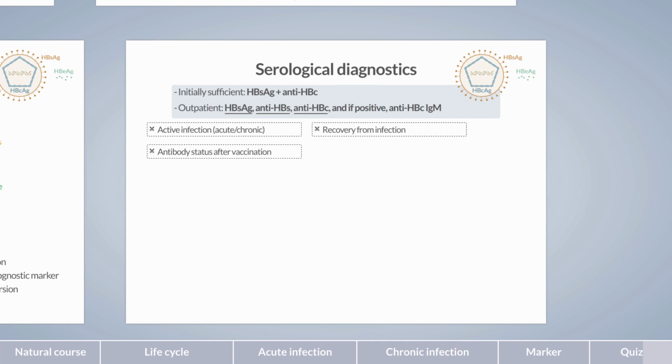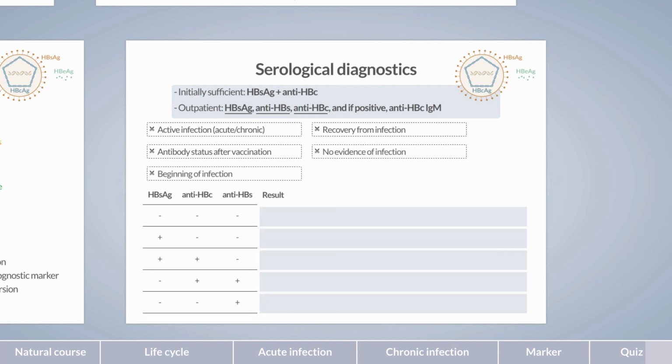In the following exercise, assign the laboratory findings to the possible interpretations by dragging them to their respective fields. Please note that we have limited the quiz to the most common options. Good luck!